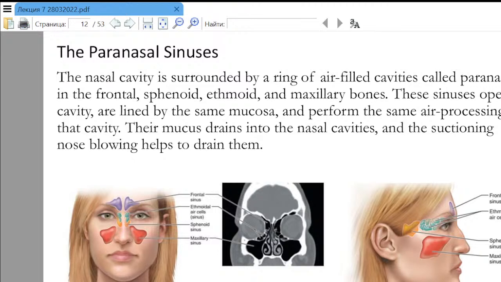These sinuses open into the nasal cavity, are lined by the same mucosa, and perform the same air processing function as does that cavity. The mucus drains into the nasal cavities, and the suctioning effect caused by nose blowing helps to drain them.